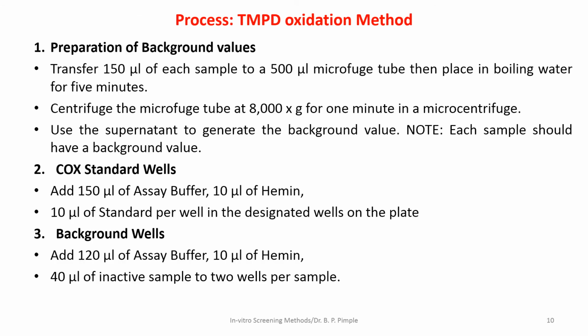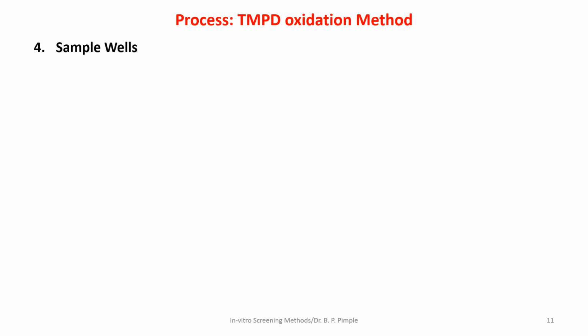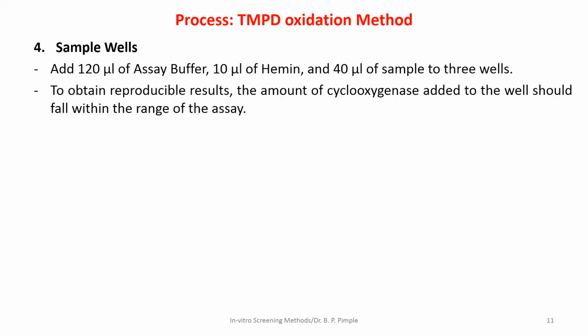Background value. This is the blank for the value. To obtain reproducible results, the amount of cyclooxygenase, that is the enzyme, added to the well should fall within the range of the assay. It should not go beyond or below the range.